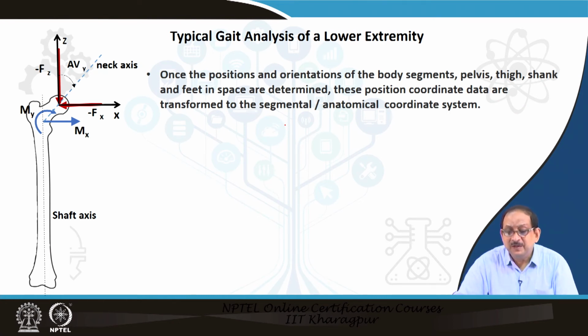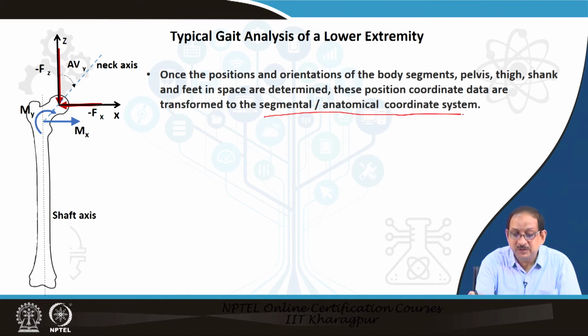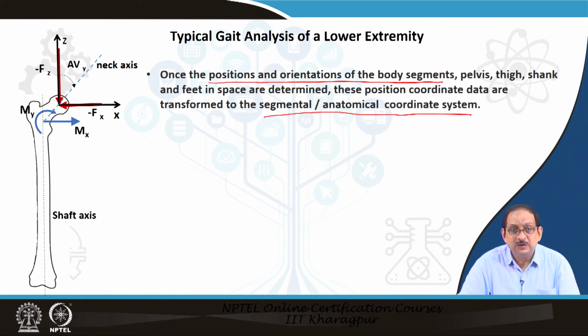Once the positions and orientations of the body segment, it may be pelvis, thigh, shank and feet in space, are determined, these position coordinates are transformed to the segmental coordinate system. So, once we determine the position and orientation of a body segment, these position coordinates can be transformed to the segmental anatomical coordinate system.